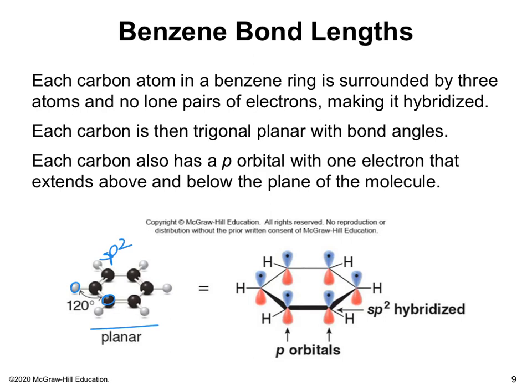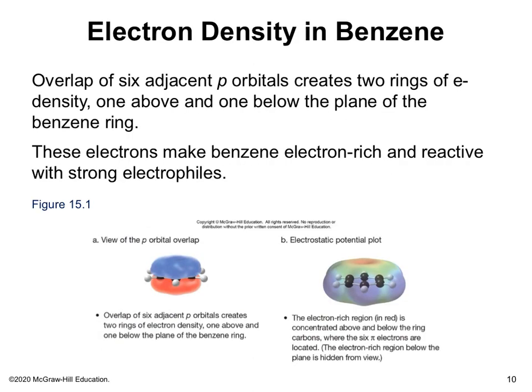And an sp2 carbon, that means you have these unhybridized p orbitals above and below the plane. And so this is where the electrons kind of overlap, almost like a ring. And so there's the electron density above and below the plane.